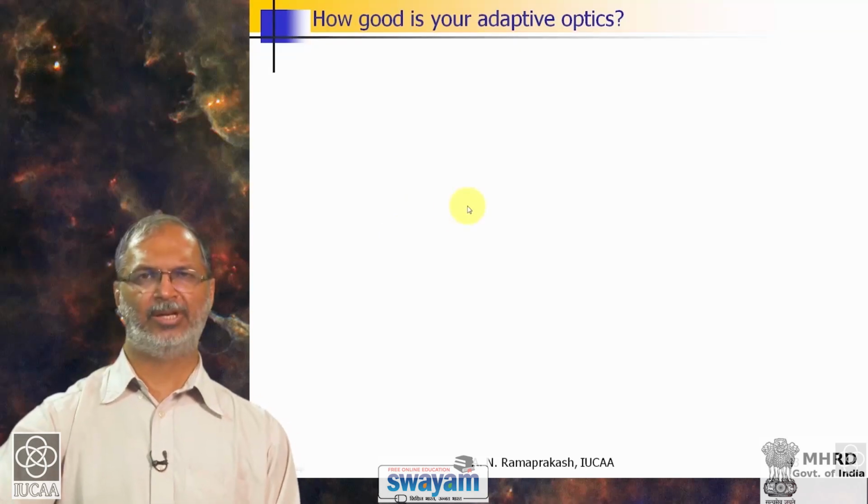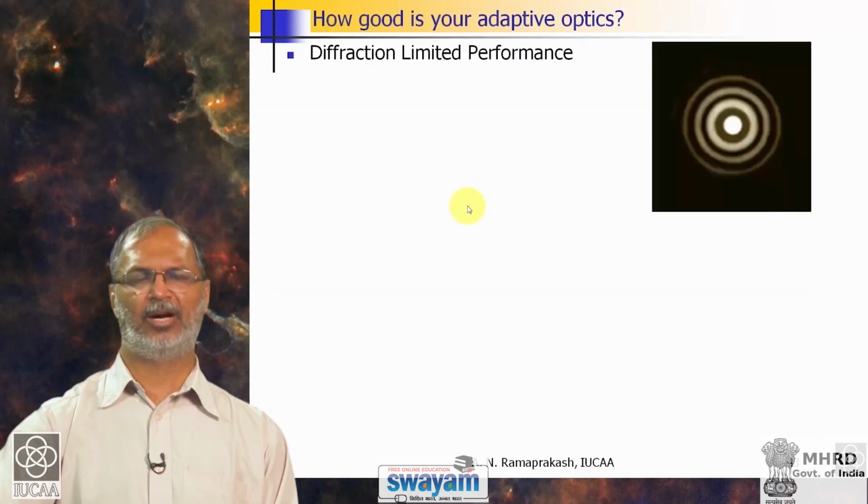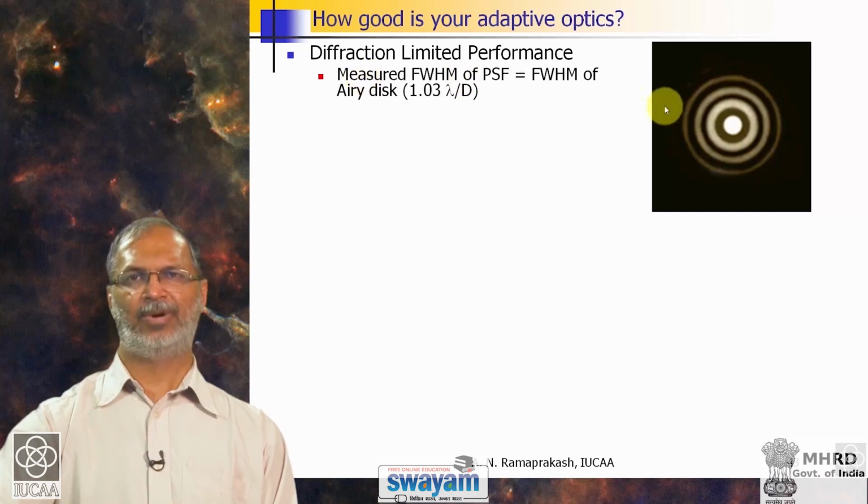So, let me just quickly try to quantify in this slide how good your adaptive optics system is. Without atmosphere you should get an Airy disk pattern. So, that is your reference. Now, how good is the adaptive optics system performing compared to your Airy disk pattern? If I take an Airy disk pattern and measure the full width at half maximum, that is the distance from the center at which the intensity reduces to half its peak value, it is given by 1.03 lambda over D.